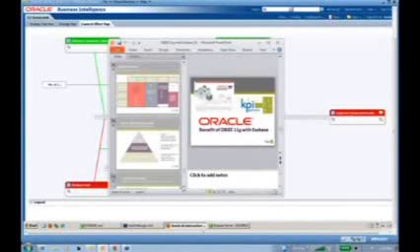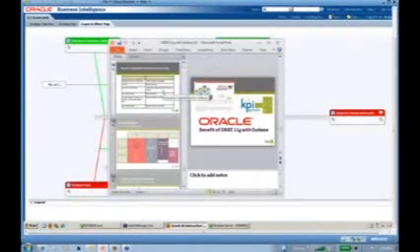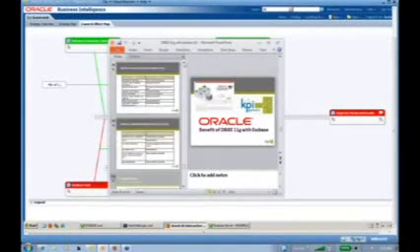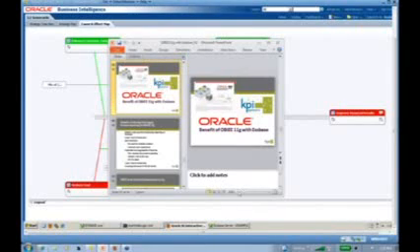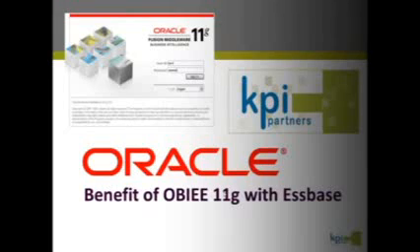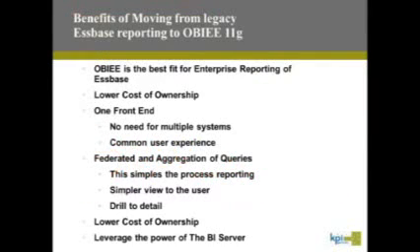Now, that kind of brings us to where we're going with the overall capabilities within the environment. Some of the things we saw for our Hyperion customers is just a lower cost of ownership to move to 11G.